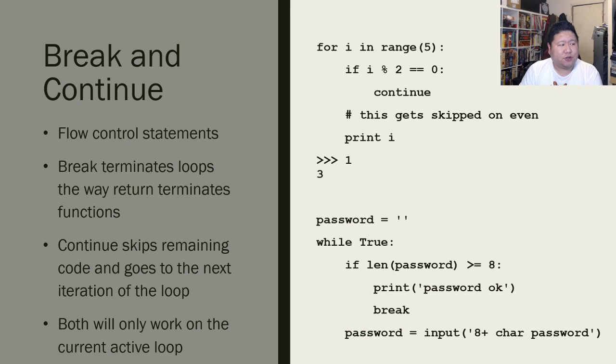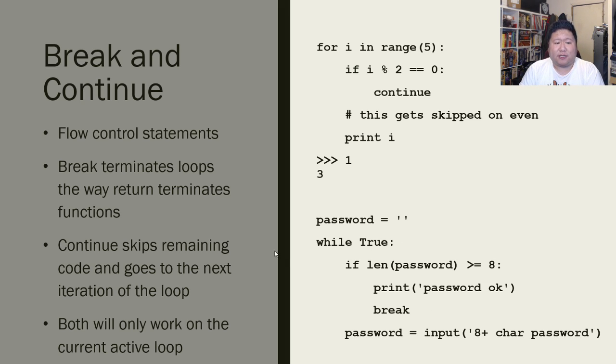Okay, so there's additional flow control stuff. I used break in the previous example without going into detail about it, so I want to talk a little bit about break and continue now. Both of these are flow control things. They fit inside loops, particularly for and while loops, and they help you determine what you want to do with the way the code works.